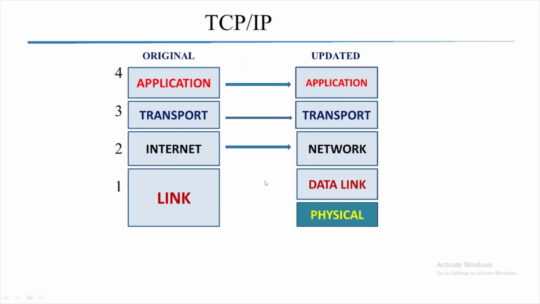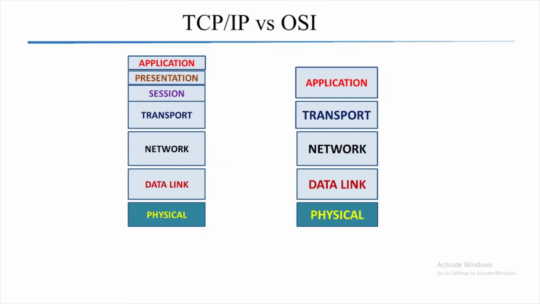So this is the only difference, and it's also very important for you to understand the TCP/IP protocol suites with respect to the OSI reference model. So if you compare the OSI reference model with the TCP/IP, then you can see that the OSI model has 7 layers: application, presentation, session, transport, network, data link, and physical. And the TCP/IP has the physical, data link, network, transport, and application.